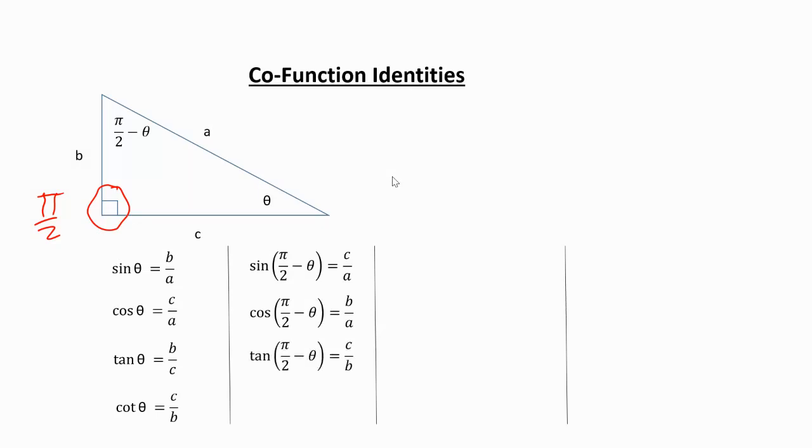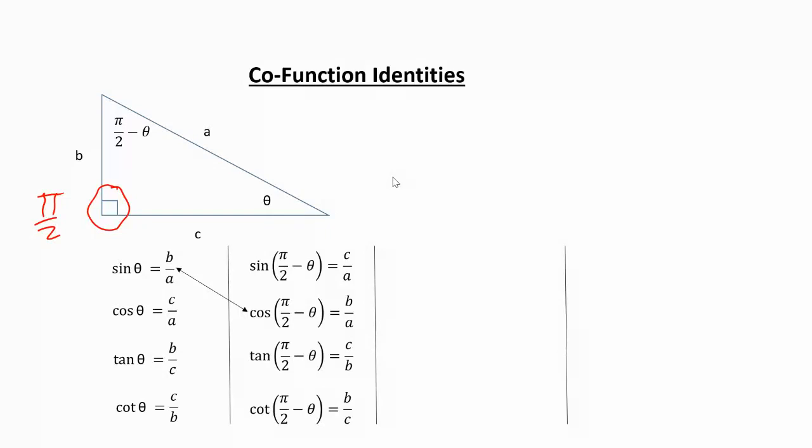The tangent of that angle, this is the pi over 2 minus theta angle, that's equal to c over b. Again, opposite over adjacent, nothing strange there. The cotangent, of course, is b over c. That's just flipping it over. Now, I want you to notice something. These two columns have some ratios that are identical. For instance, look at this one.